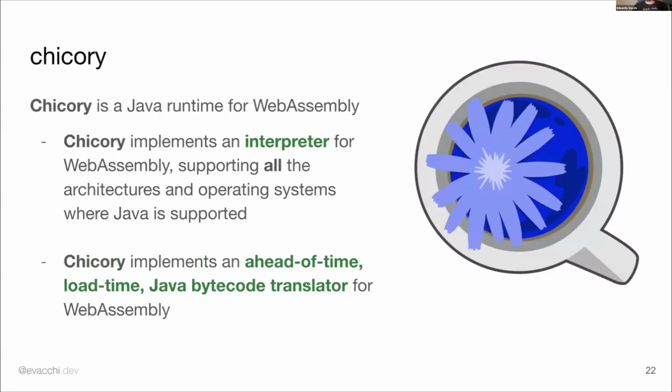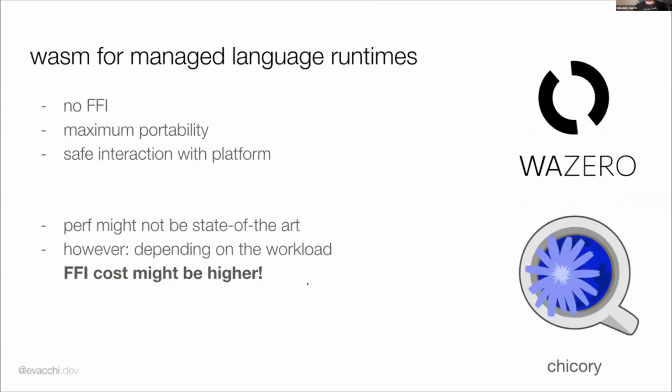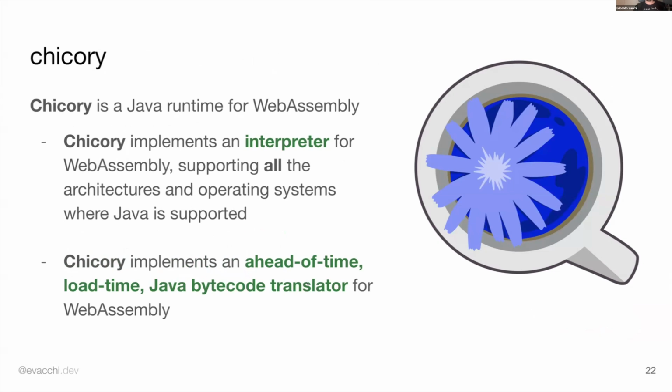Now, Chicory is obviously different. First of all, it runs on Java, on the JVM, and the interpreter being written in Java runs everywhere Java runs. So that includes Android. And Chicory implements an ahead-of-time, load time Java bytecode translator for Wasm. So we're not compiling native code here. We are generating bytecode.